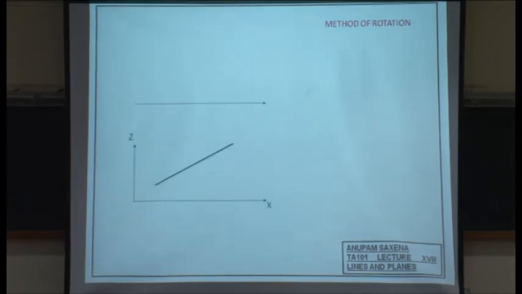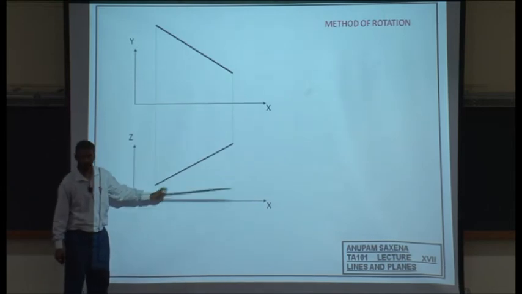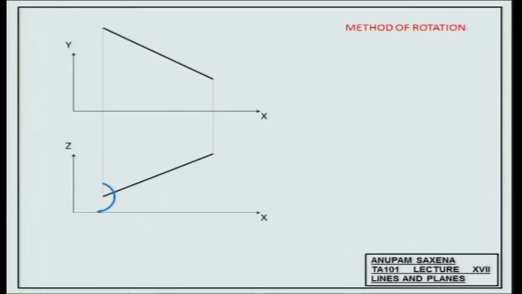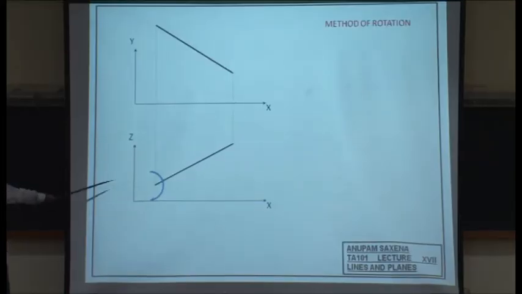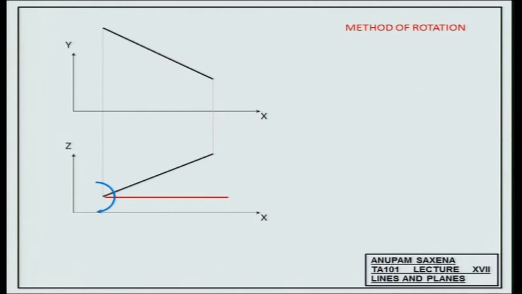The same example. Now, what I would want to do is I would want to see this projection to be horizontal. So, I would rotate this projection about this point and about the y axis. The length of this projection does not change.